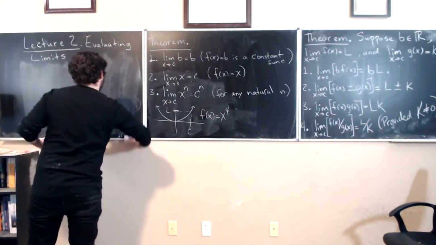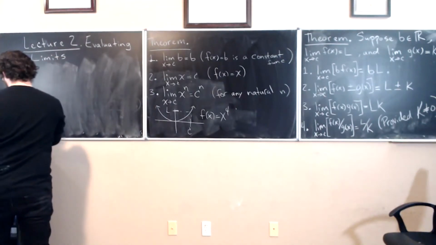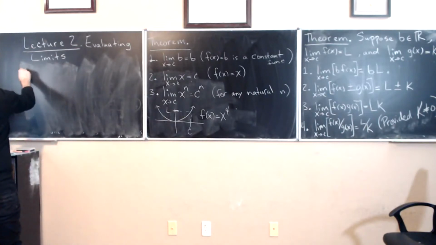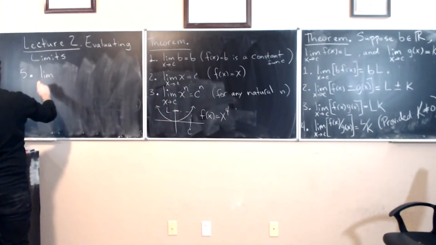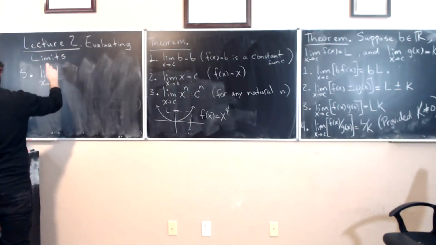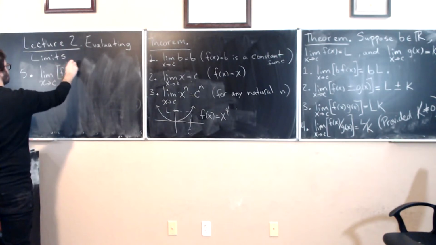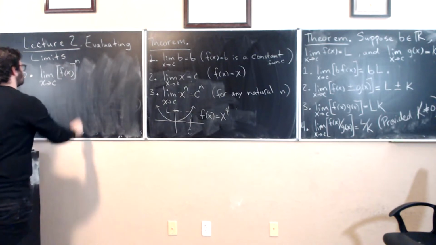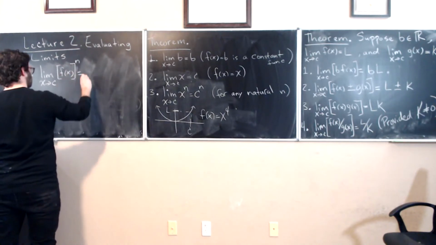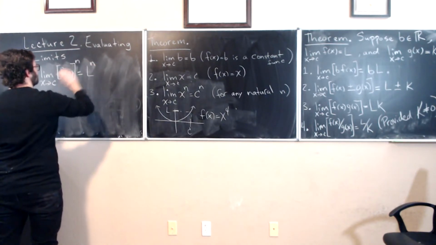And then there's one more part to this theorem, part 5. And that says that the limit as x approaches c of f of x to the power n is equal to L to the power n.